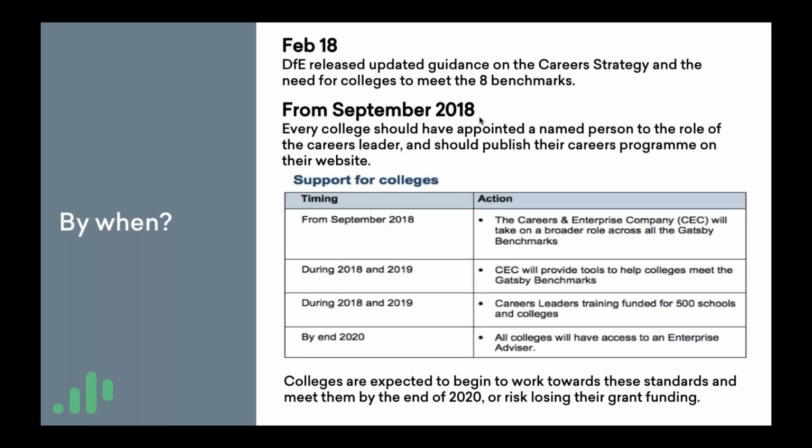Just by way of timescales, in February this year, the DfE released an updated guidance report on the career strategy and the 8 benchmarks. By September, every college should have an appointed member of staff as their careers leader. They should also have published their careers programme on their website. Colleges are expected to begin working on meeting these standards right away with an aim to meet all benchmarks by 2020.